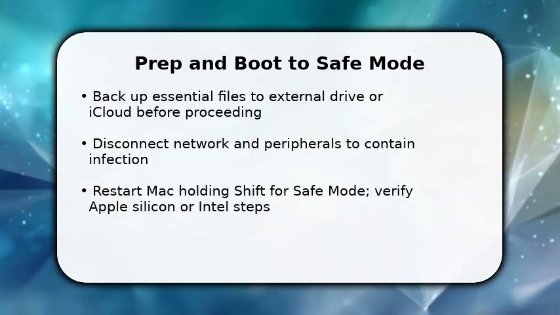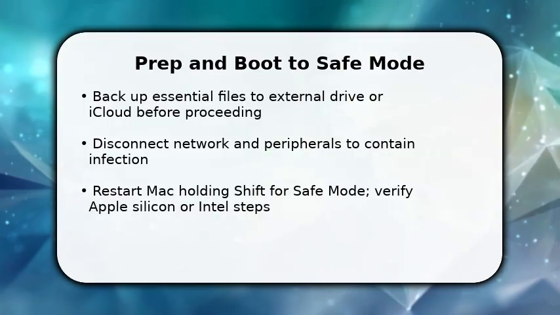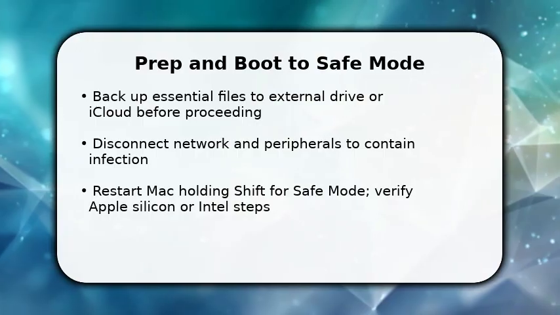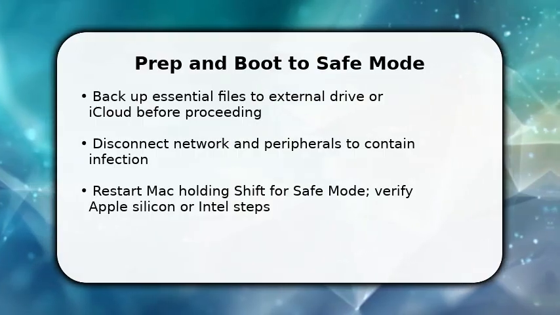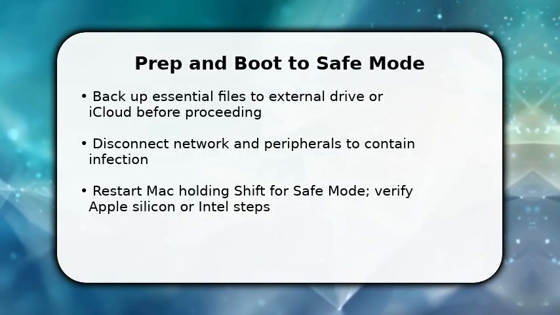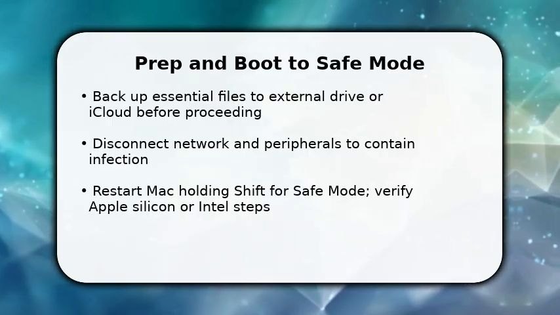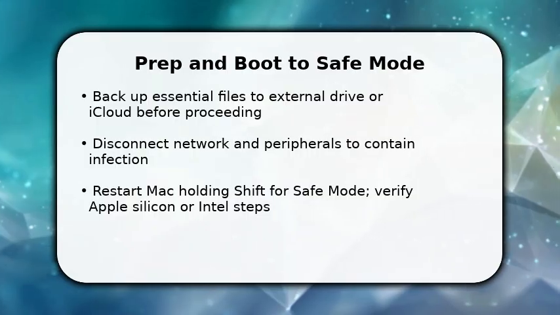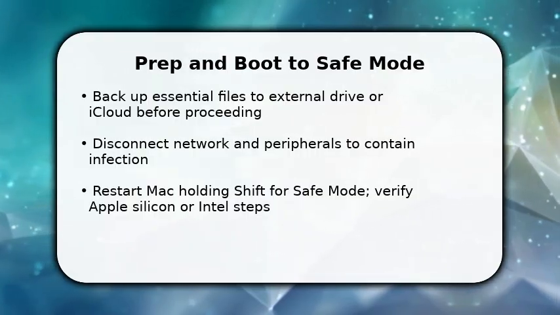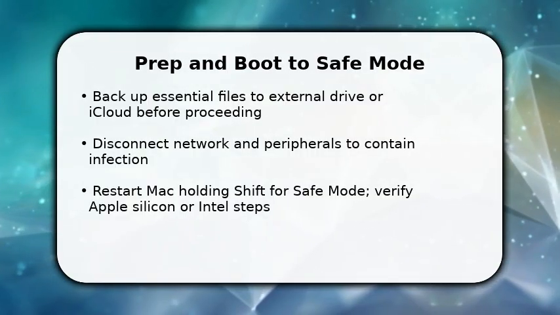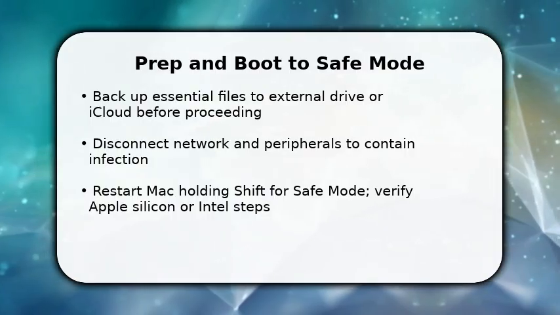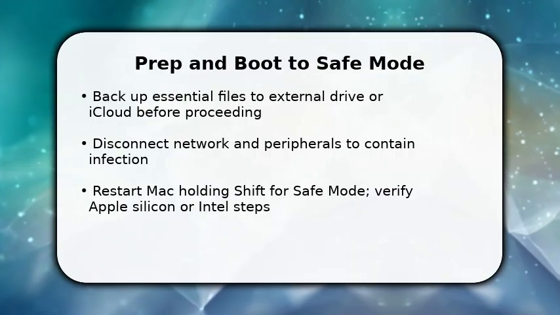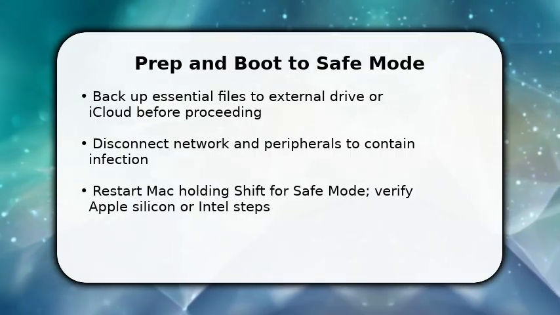You start by limiting damage. Back up only essential files to an external drive or iCloud, then disconnect Wi-Fi and peripherals to prevent spread. Next, reboot into safe mode, press and hold Shift on Intel, or power on and hold the startup options on Apple Silicon. Once in safe mode, system extensions won't load, so you can run scans and inspect login items safely. Make sure to note any unusual apps, processes, or recent downloads. These are your first targets for removal.